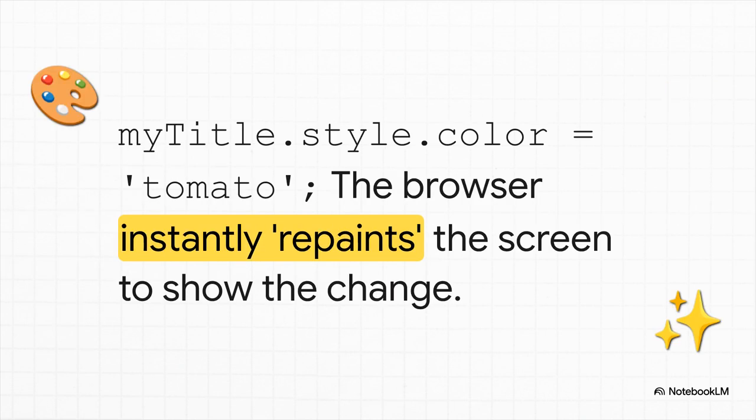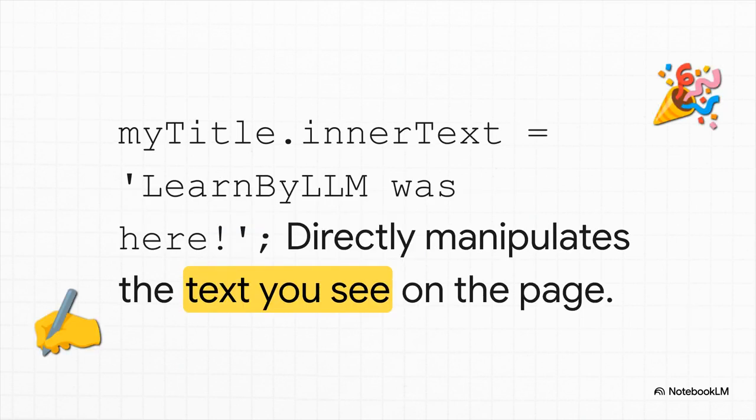Now for the fun part. We just tell that title object we're holding, hey, change your color property to tomato. The moment we hit enter, the browser, which is constantly watching the DOM, sees that change and instantly repaints the screen. Boom, the title is red. It's a live update.